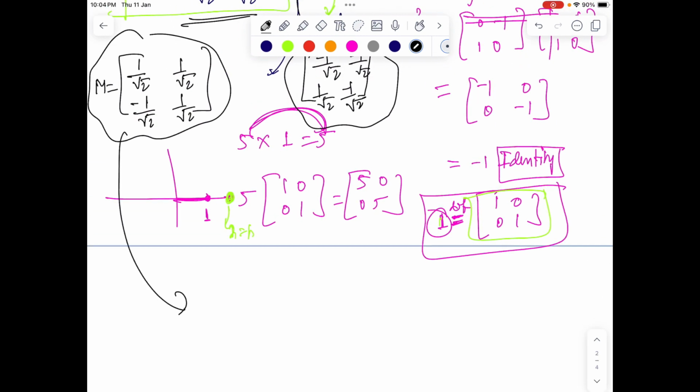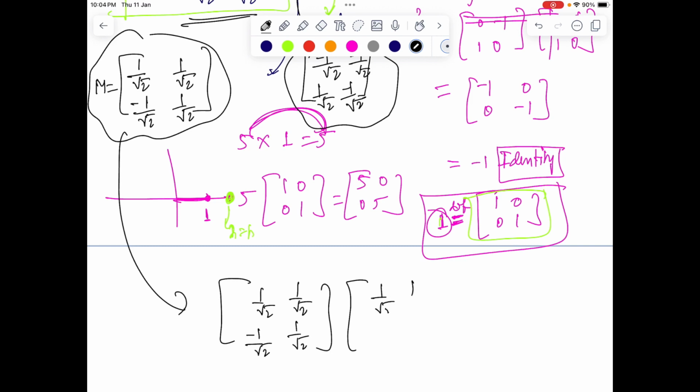So let's try to check whether this is indeed a solution. So verification: let's take 1 by root 2, 1 by root 2, minus 1 by root 2, 1 by root 2, and multiply with 1 by root 2, 1 by root 2.